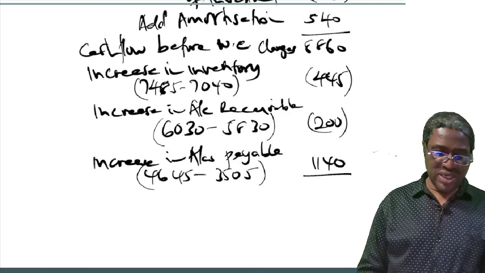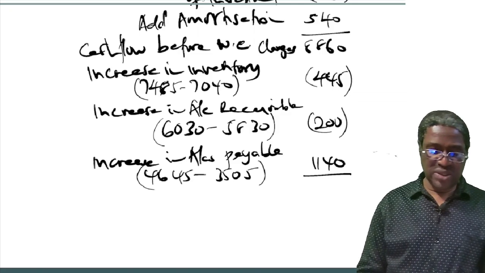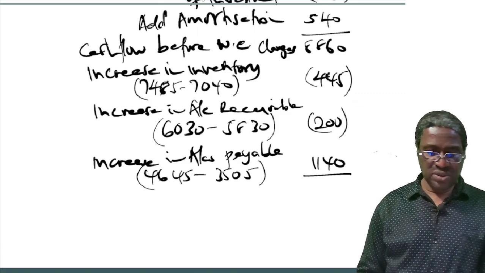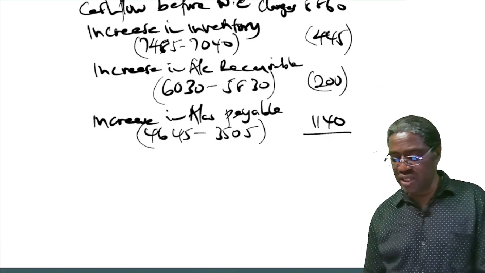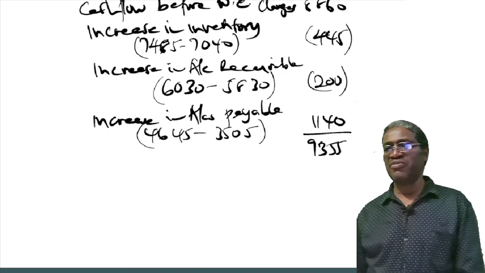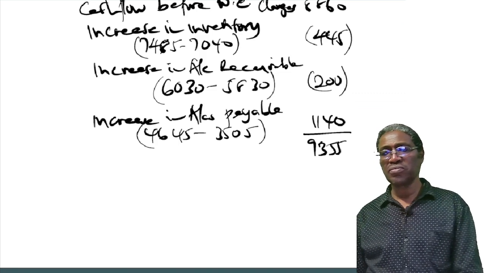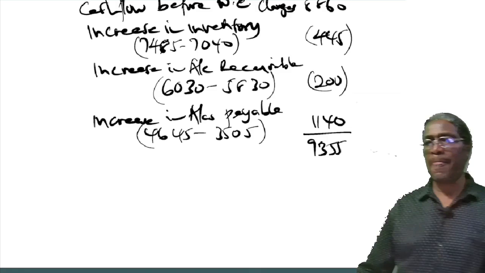So I take that 860, minus 445, minus 200, plus 1140. If I'm correct, I'm getting 93.55.